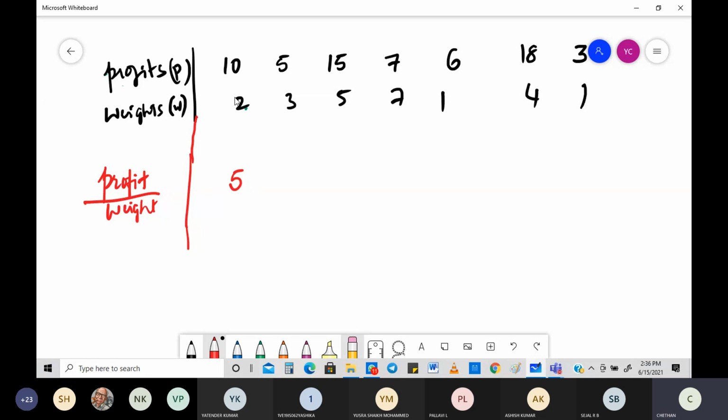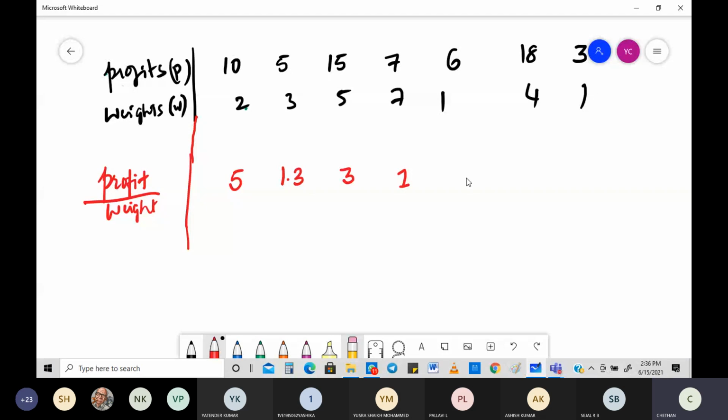2 kg is 10 profit. So 1 kg, 5. Okay, here also 5 by 3. What is the value of 5 by 3? 1.3. Then 15 by 3. Okay, then 7 by 7, 1. Then this is 6 by 1.